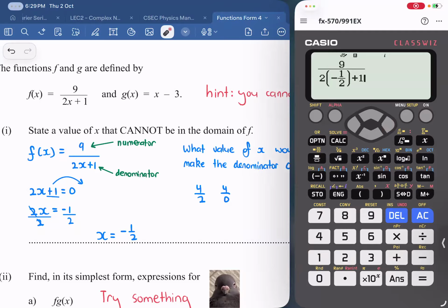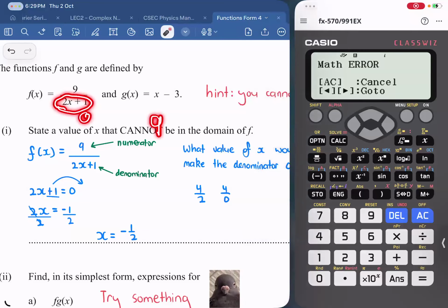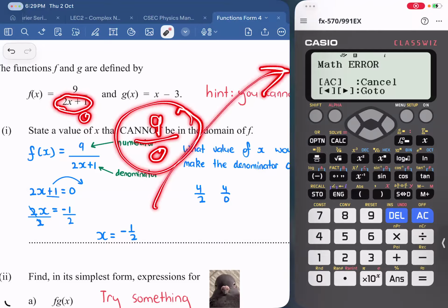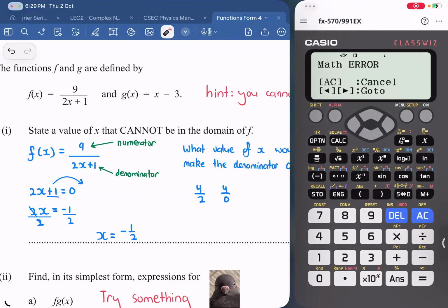You got 0. No, I wouldn't get what? Wouldn't work. Can we divide by 0? No. Remember, when I put x is equal to minus a half, what is the denominator going to turn to? 0. Right. So the calculator sees 9 over 0 and it cries. Like all of us. The calculator is not invincible. So when it says 9 over 0, it says math error. Yeah. Because it can't divide by 0.